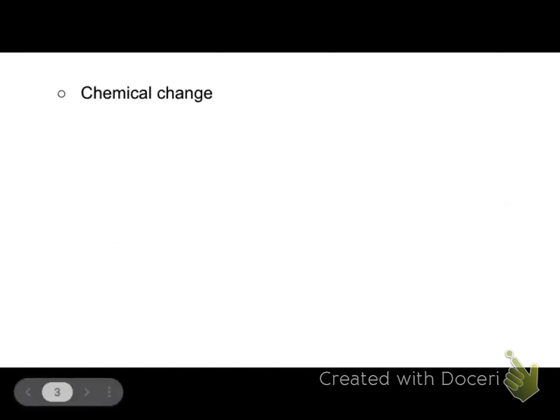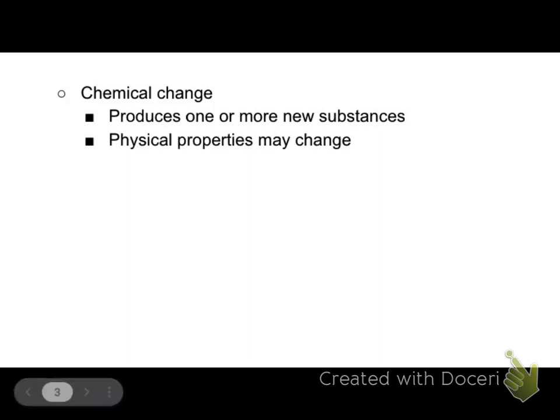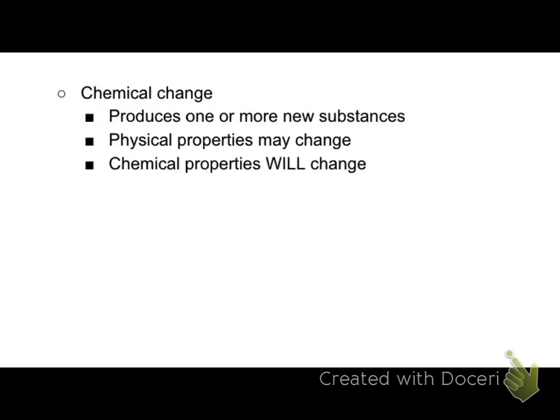If, however, it is a chemical change, then at least one, but maybe more than one, new substances will be produced by the change. The physical properties might change, but the chemical properties definitely will change. So remembering back, a chemical property is a property of a substance that you can only observe if you change the substance. You cannot tell by simply looking at an object whether or not that object will burn.